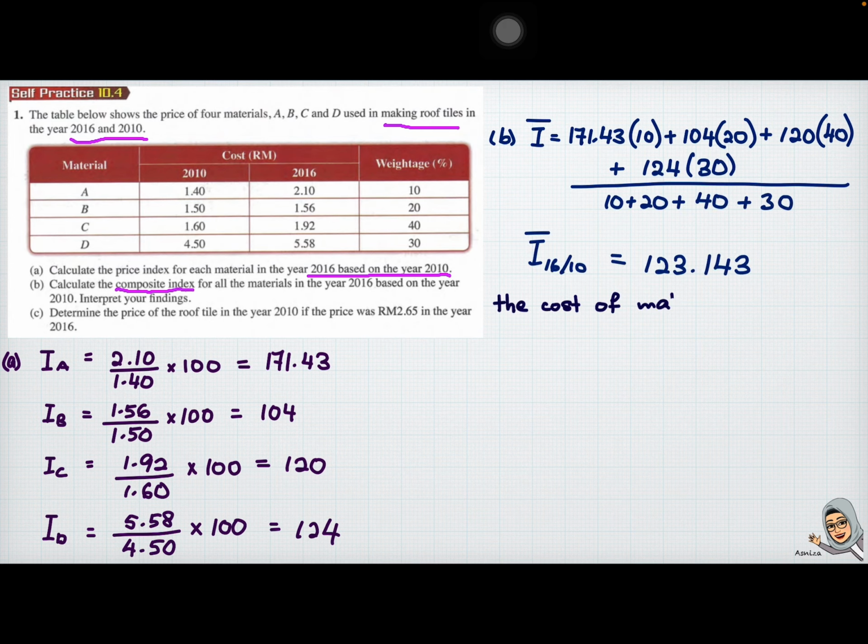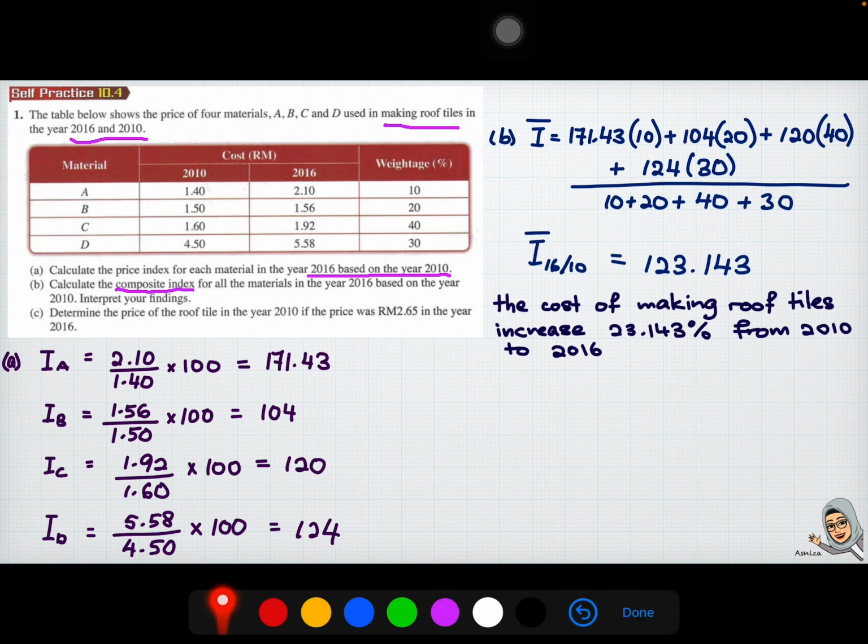So the composite index will be for material A, the price index is 171.43, multiply with its weightage 10, and then for material B, the price index is 104, multiply with its weightage 20, plus price index C, 120 times its weightage 40, and then plus price index D, 124 times its weightage 30, and all this will be divided with 100, the sum of the weightages.